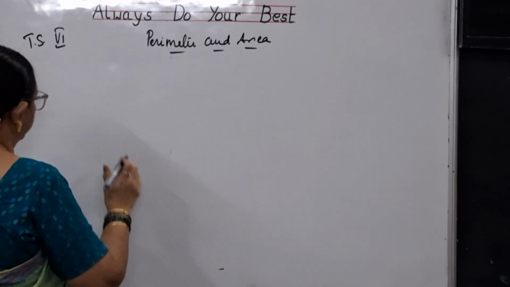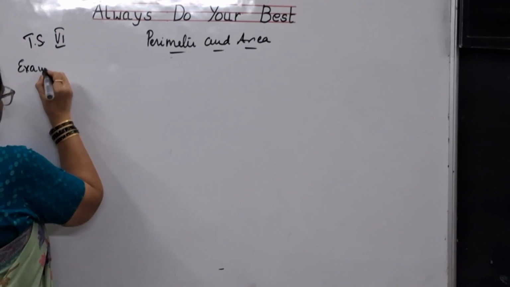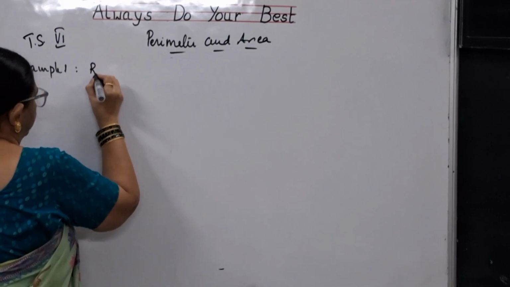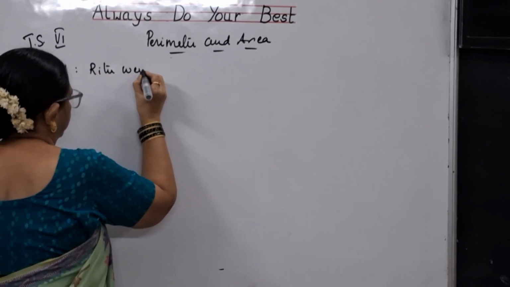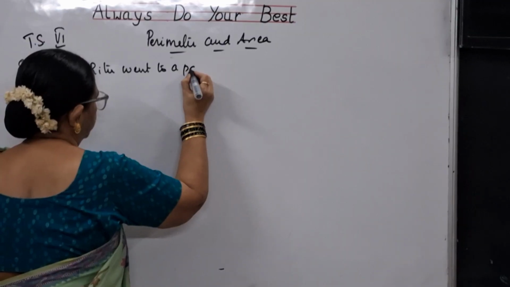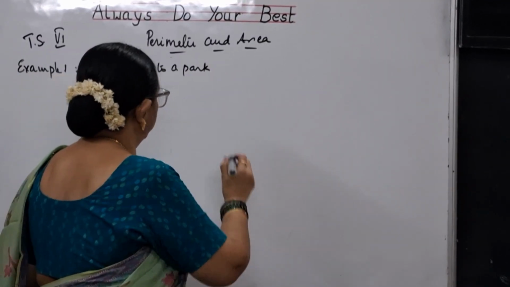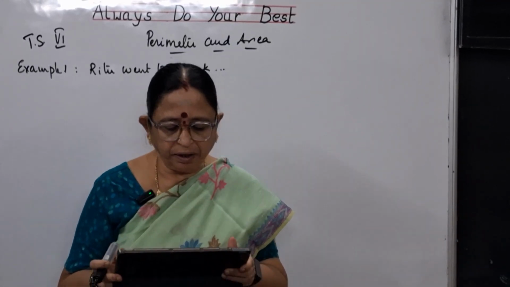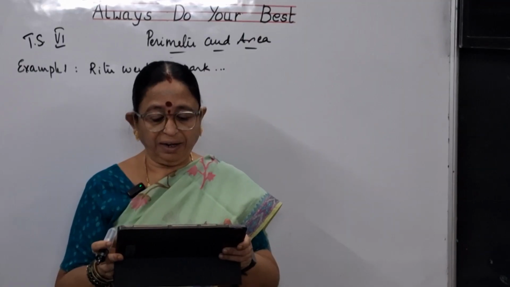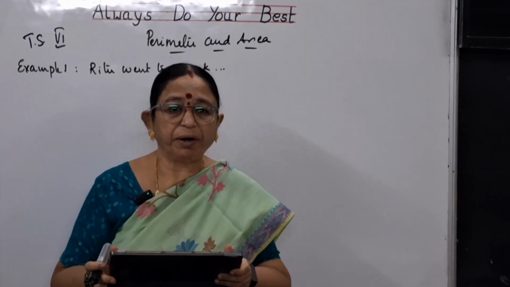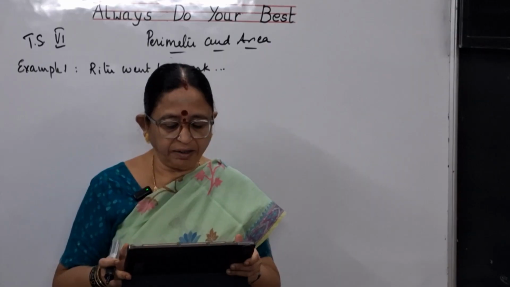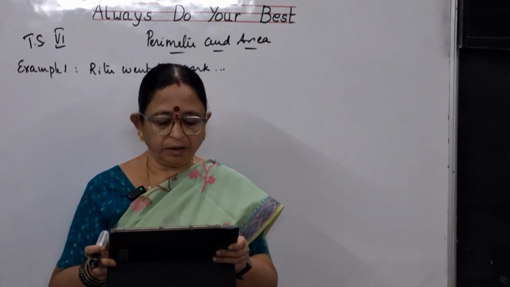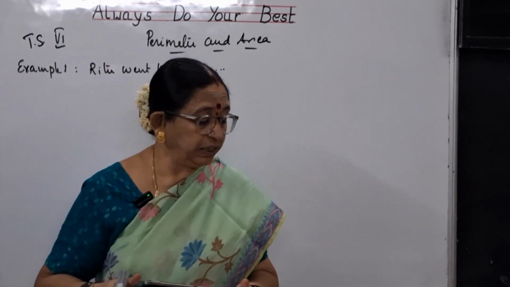Now, example 1. Ritu went to a park. Let me read this sum. Ritu went to a park 130 meters long and 90 meters wide. That means the park measurements are given. Length is 130 meters and width is 90 meters. She took one complete round of it. What distance did she cover?